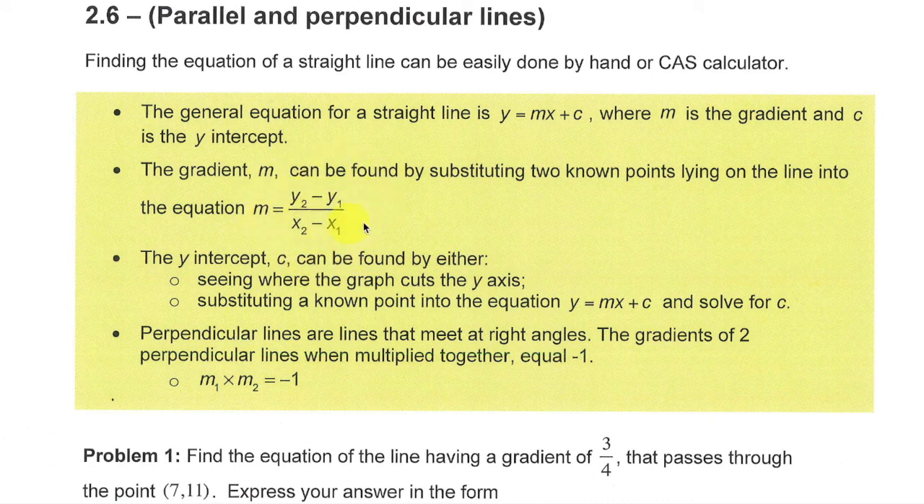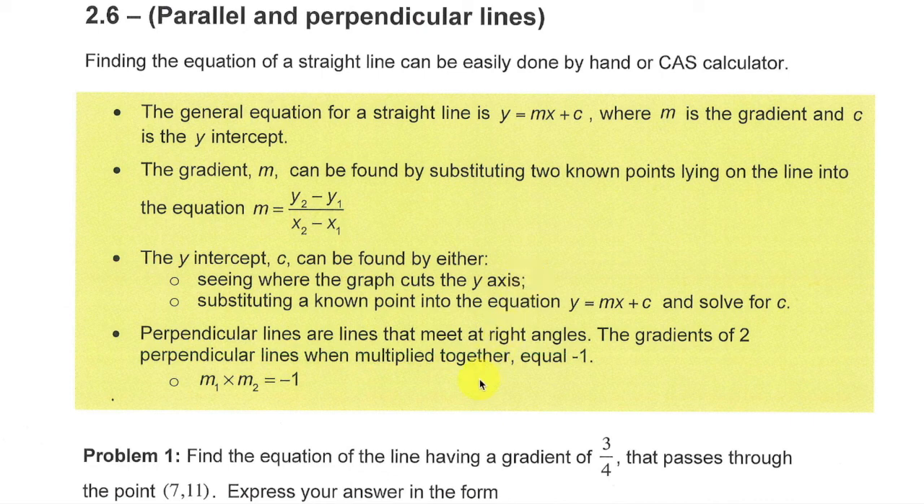which is basically just rise over run. To get the c value, after we've got the gradient, we can simply sub in a known point that lies on that line to establish what the unknown c is, or we can just observe where that line cuts through the y-axis.